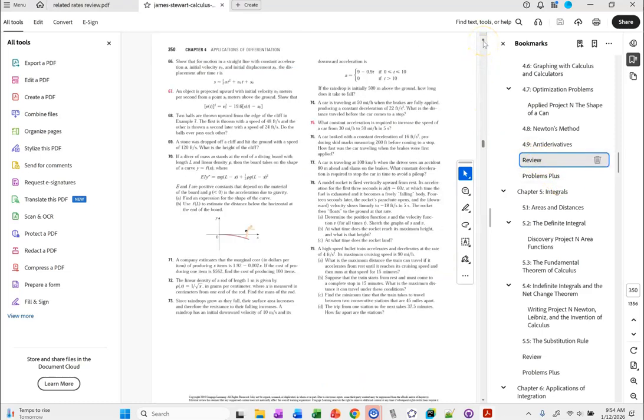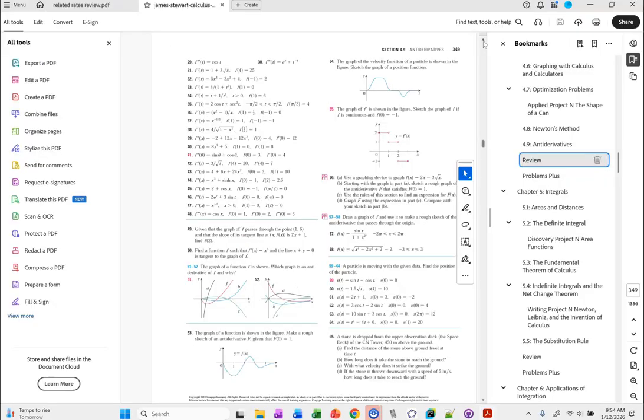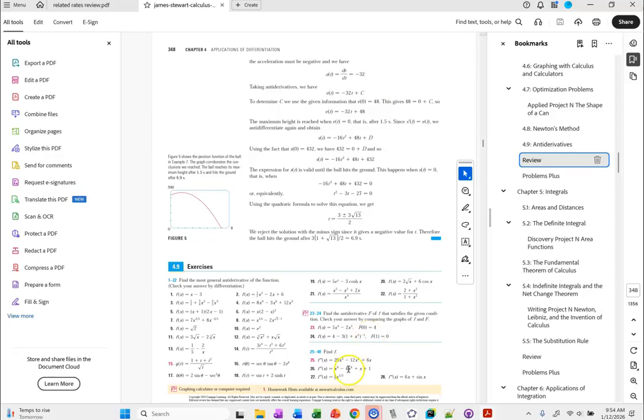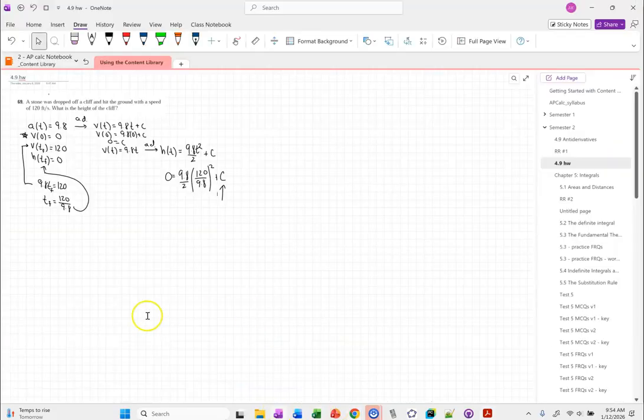Lucia, what are we looking at from 4.9? Number 17 and number 19. Okay. It's just when the secant and tangent get involved. Okay, sure.